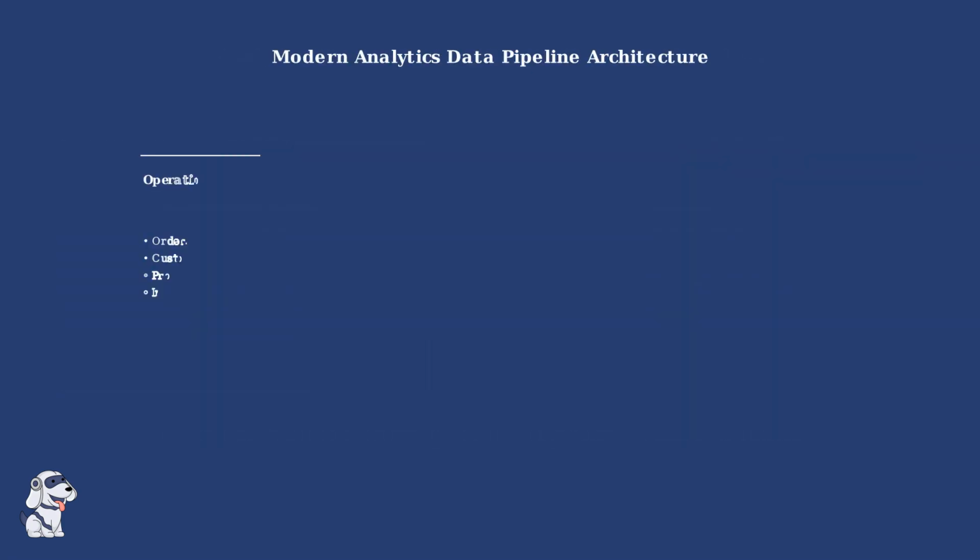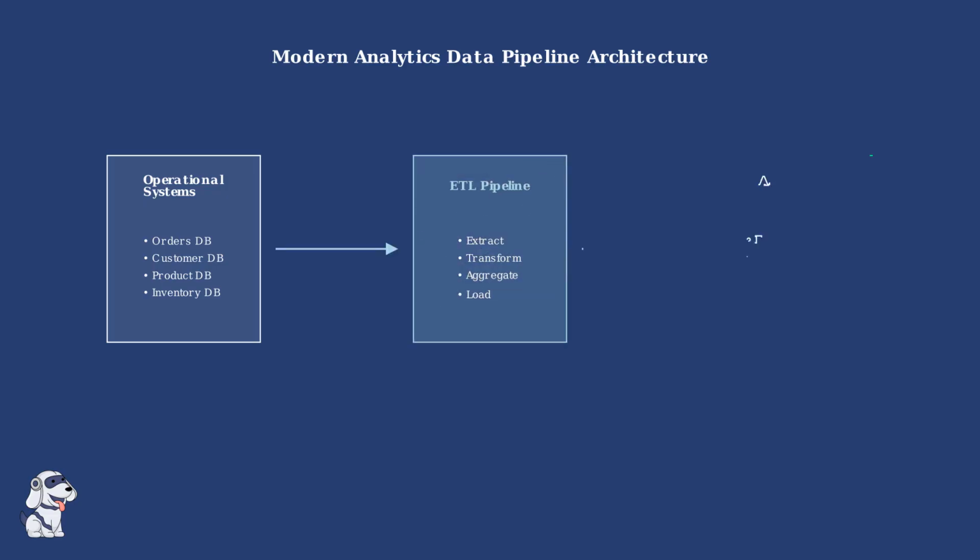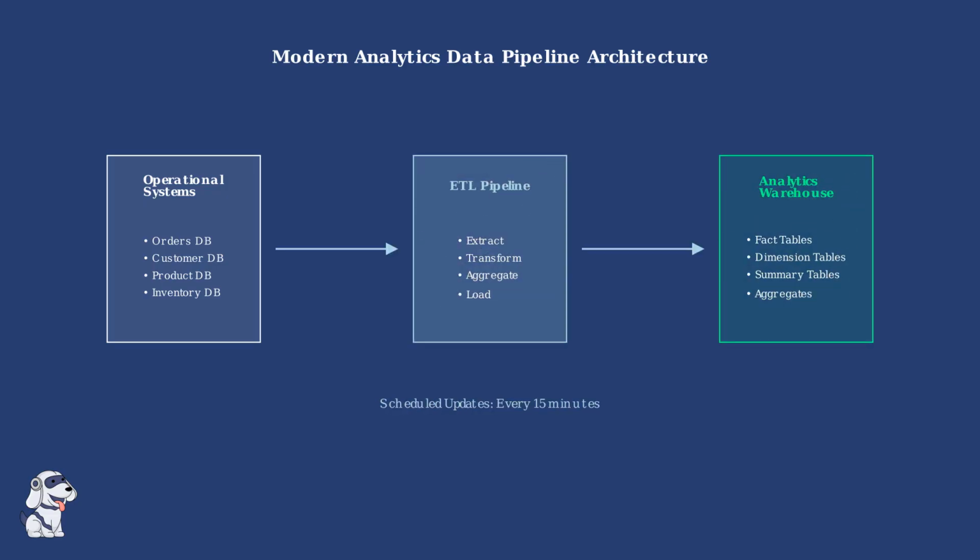Modern analytics platforms implement sophisticated data pipeline architectures to manage these trade-offs effectively. ETL processes run on scheduled intervals to refresh denormalized tables. Change data capture systems minimize latency between operational updates and analytical availability. Data quality monitoring ensures consistency across denormalized structures. This comprehensive approach enables organizations to harness the power of denormalization while maintaining data reliability and accuracy.